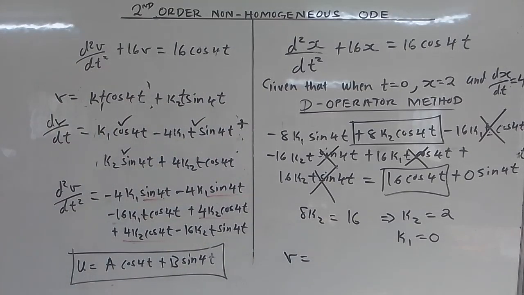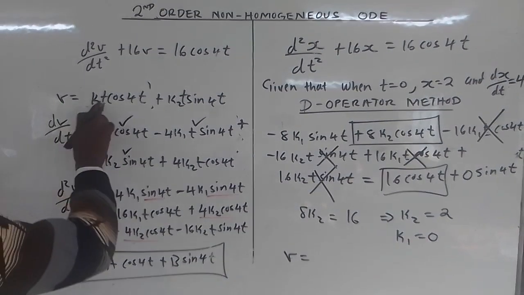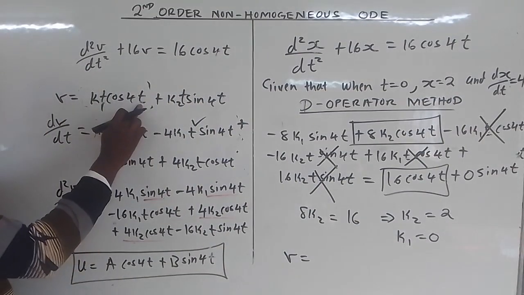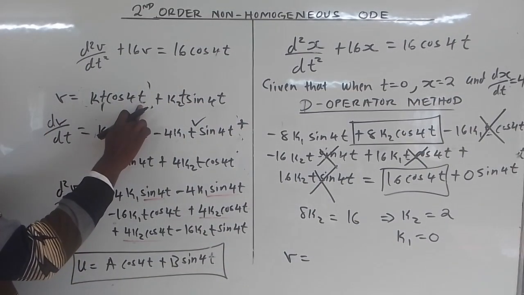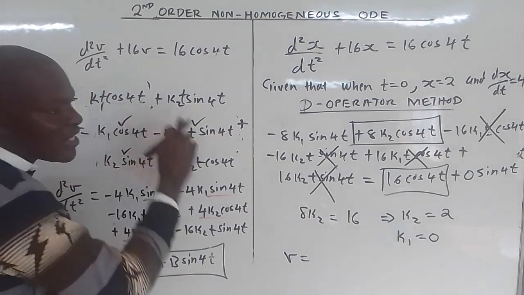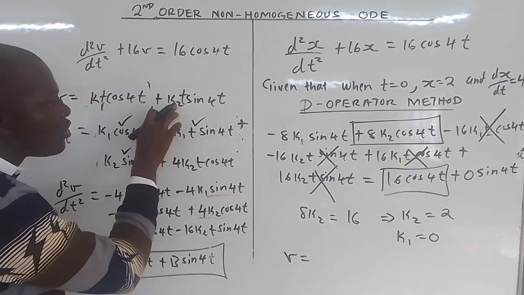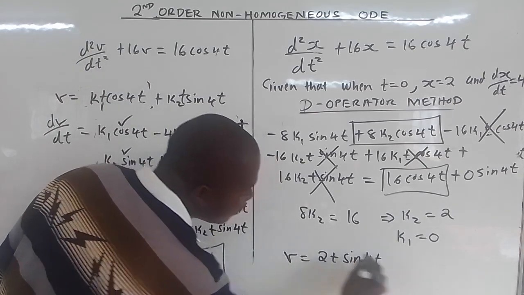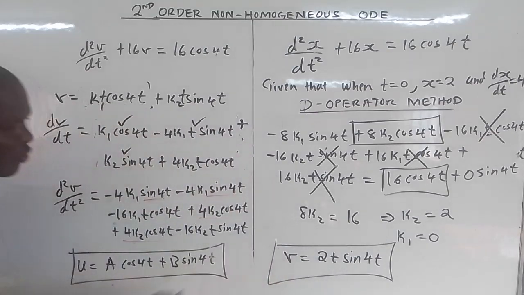What was your V? V was K1 t cos 4t. What is K1? 0. So it means the whole of this is 0, isn't it? Are we together? Then K2 t sine 4t. So what is K2? 2. So it means V is 2t sine 4t.